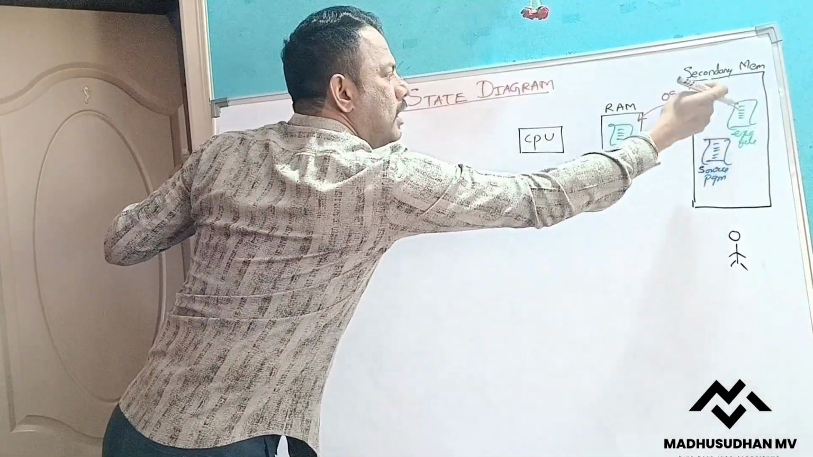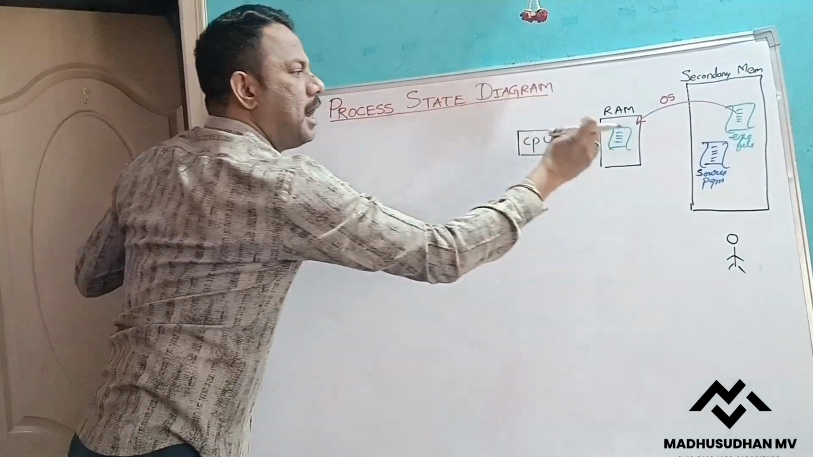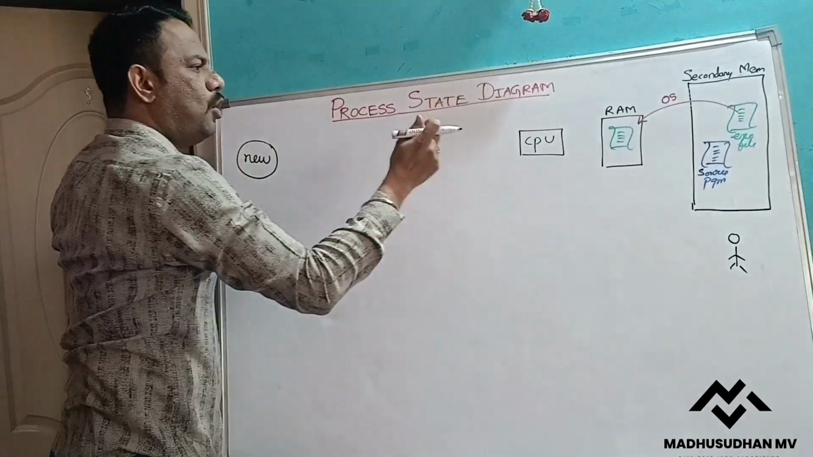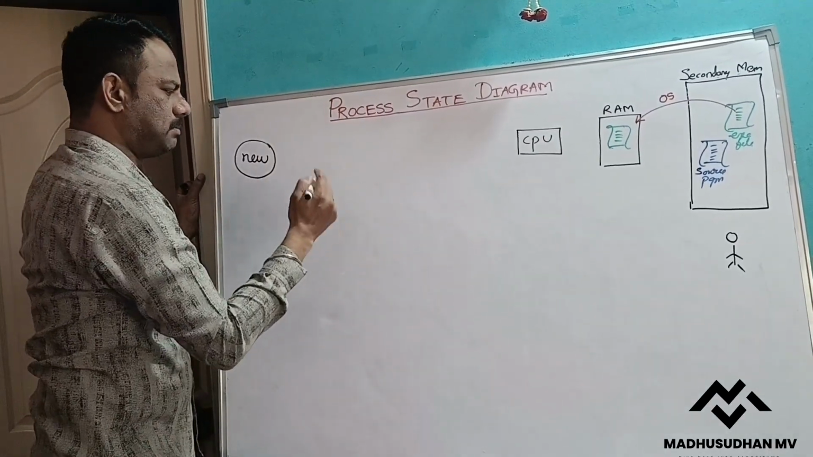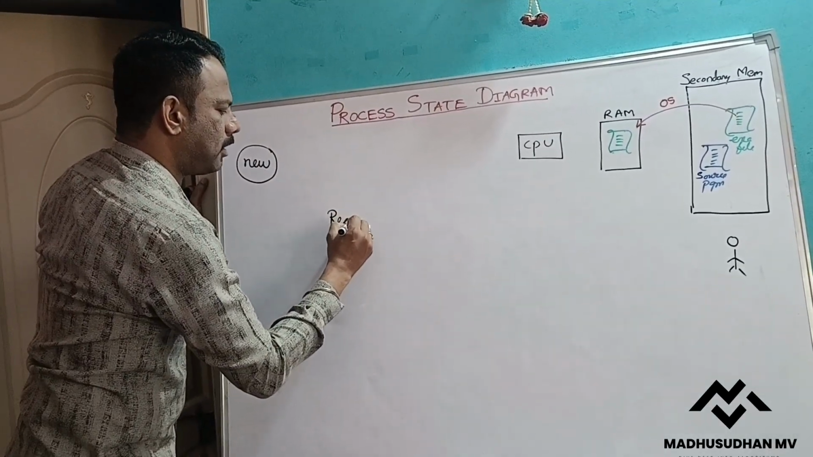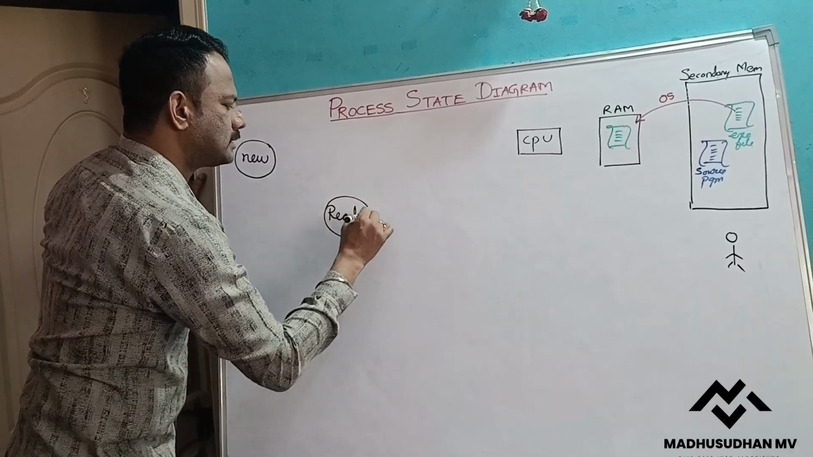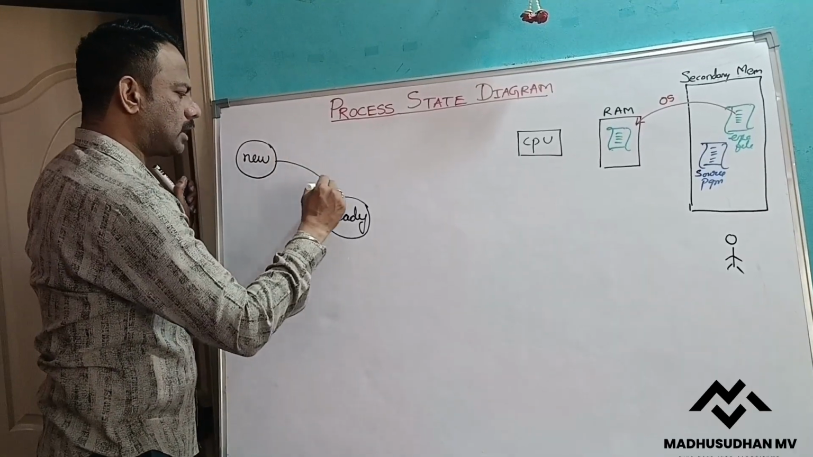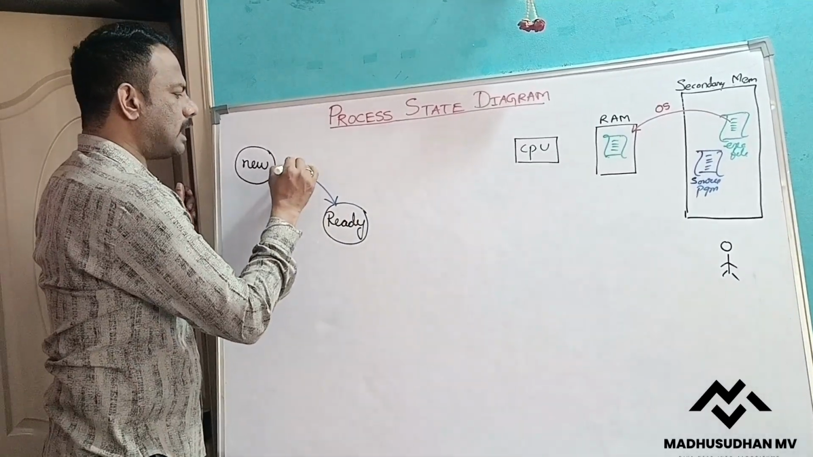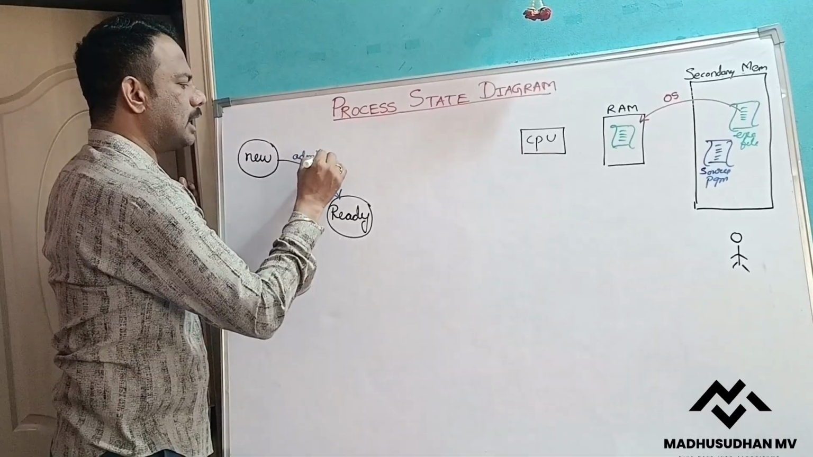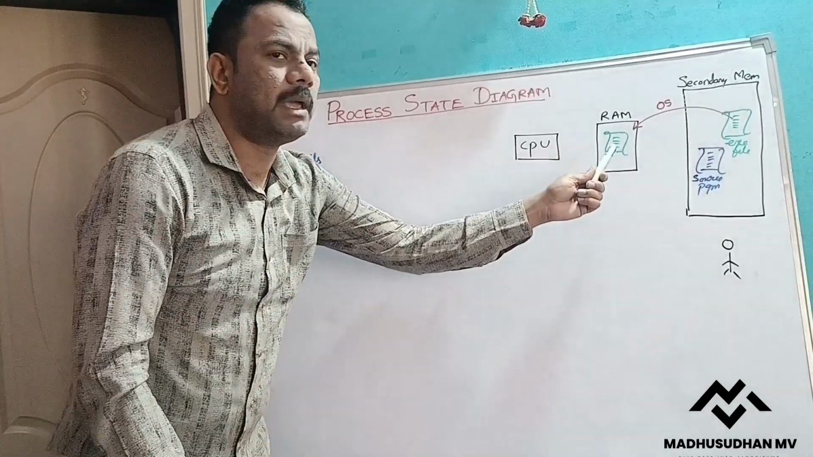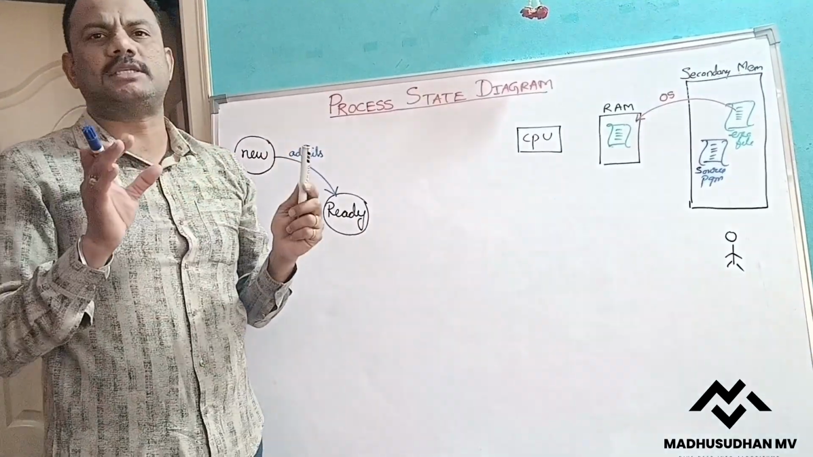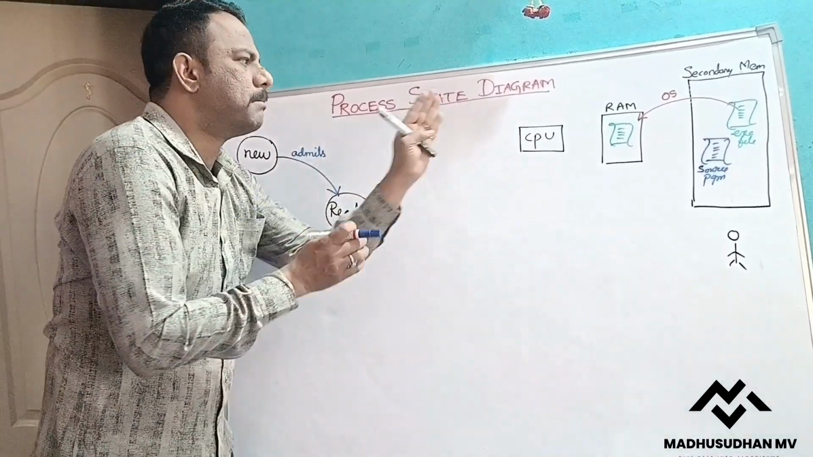Until then it is still a program. Once it comes into the main memory, it is ready to execute. So once it is brought from the secondary memory into the main memory, it is in the ready state. Our process moves from the new state to the ready state when it is admitted, that is, when it is admitted to the main memory. When it is in the main memory, it is in the ready state, meaning it is ready to execute. Now it is waiting for the processor.